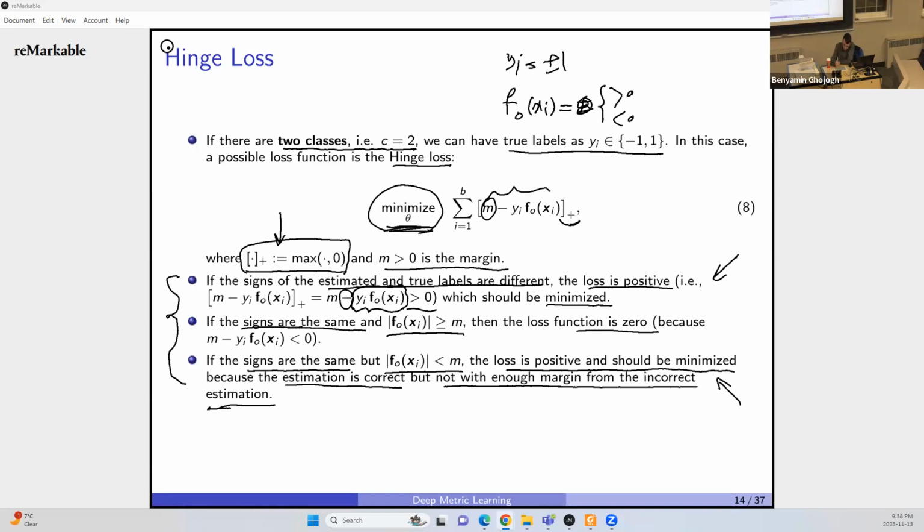But when they have similar signs, this becomes positive. With this minus behind it, it becomes negative, and assume that this value, its absolute value, is greater than m. Then this becomes negative and done. It's good enough. However, the estimation might be correct, but its value might be less than m. It says continue training, because we haven't reached that confidence yet. Confidence of margin m, right?